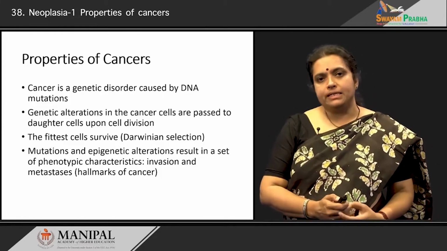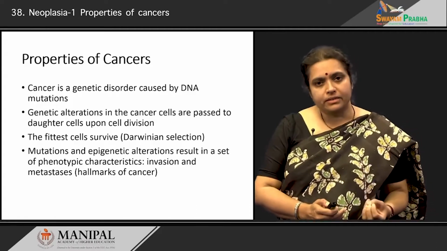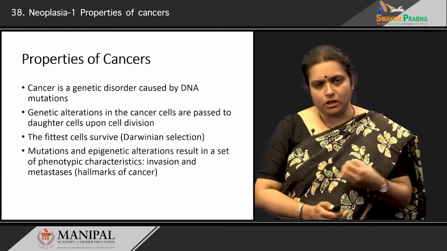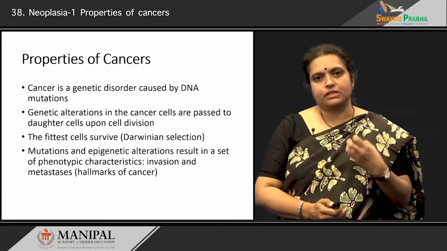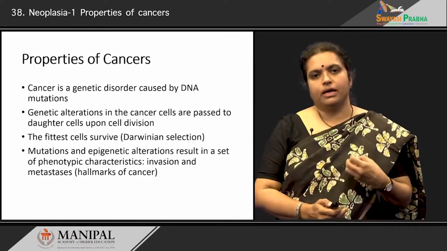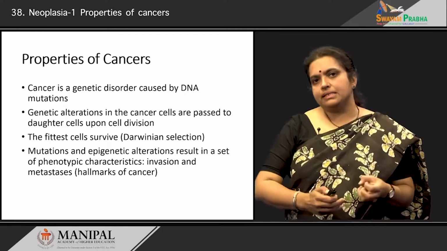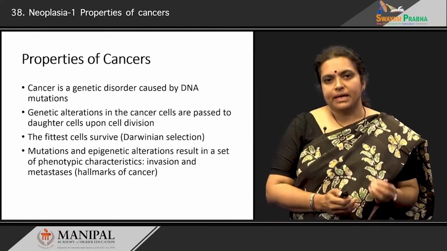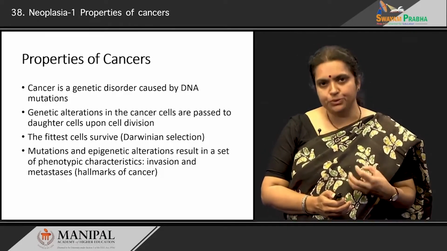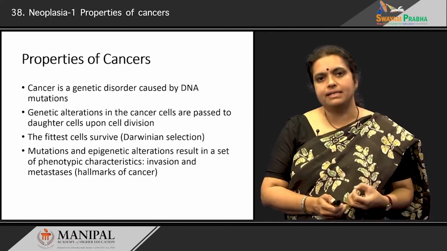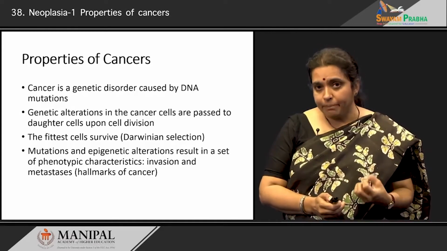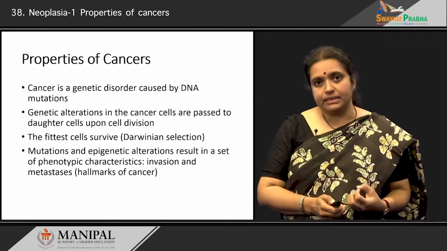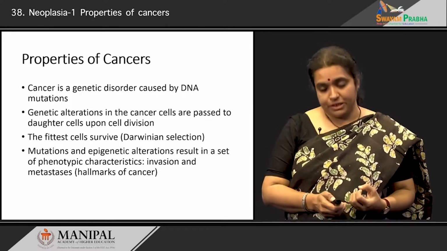Now, if you look at all these properties, the fact that it is a genetic disorder, the fact that these genetic alterations can be transmitted to the daughter cells, and the fact that only the fittest of these cells survive and grow and progress, and the fact that these genetic changes give a whole lot of phenotypic characteristics to the cells, it makes us think whether the cancer, the new growth, is almost like a whole organism in itself, because it can grow independently, it can move independently within the human body, and finally it can even lead to the death of the patient.